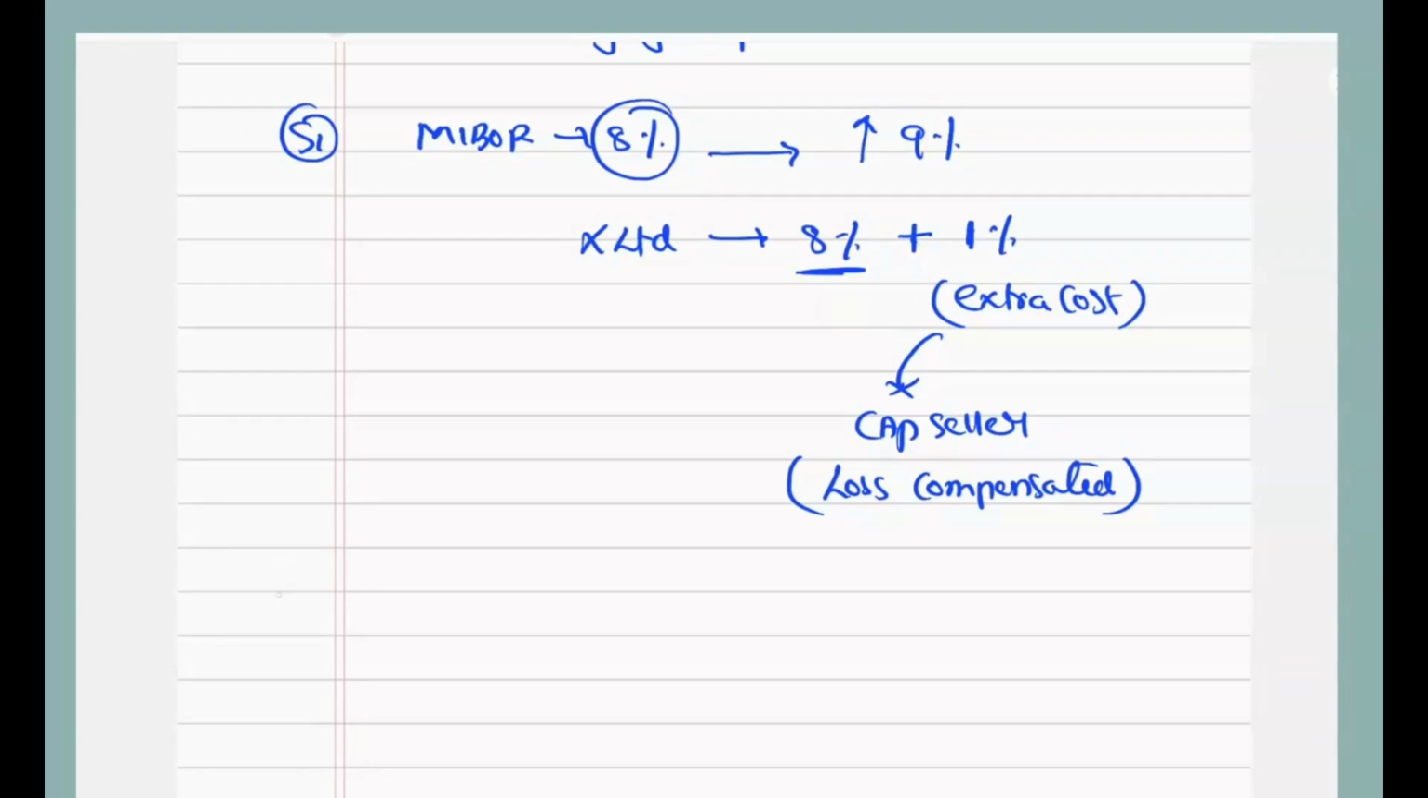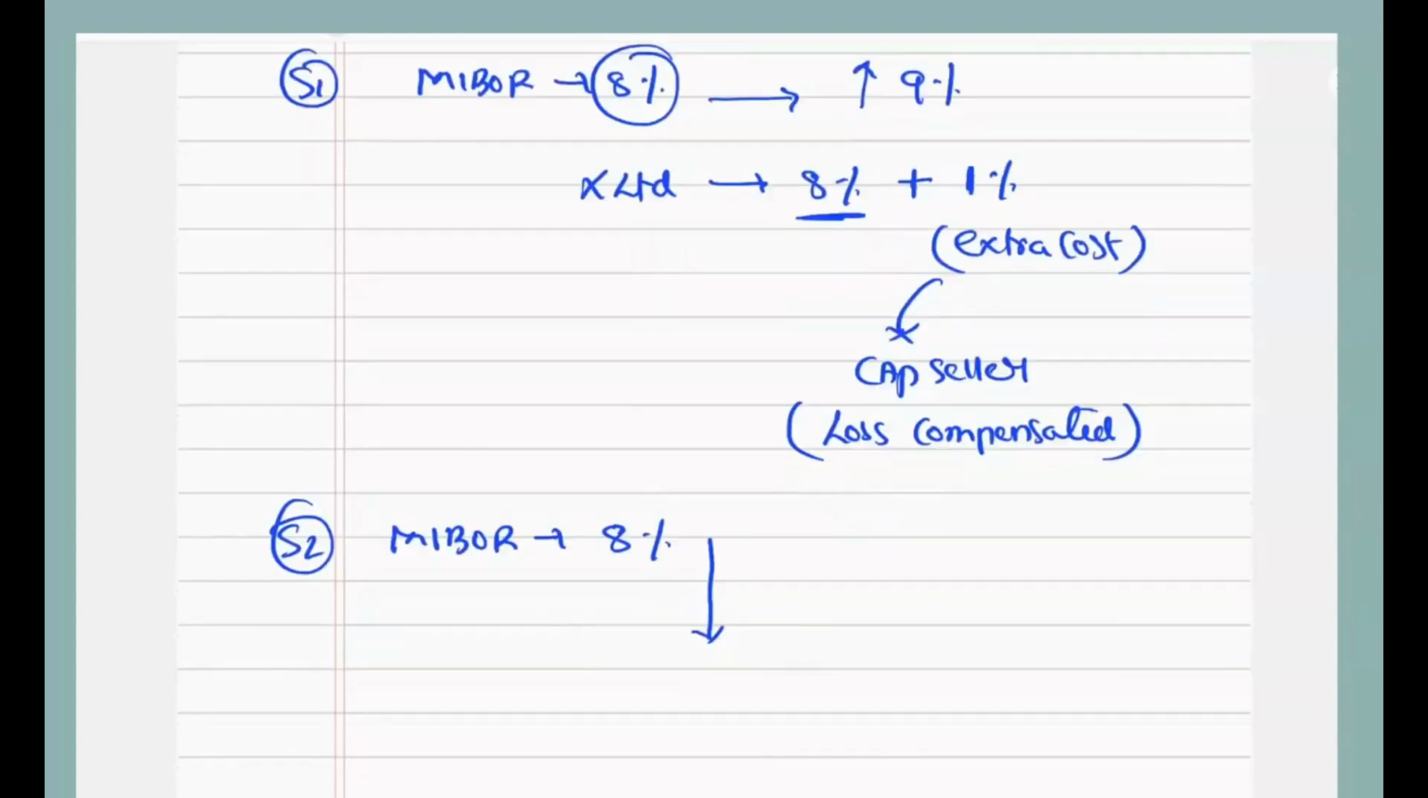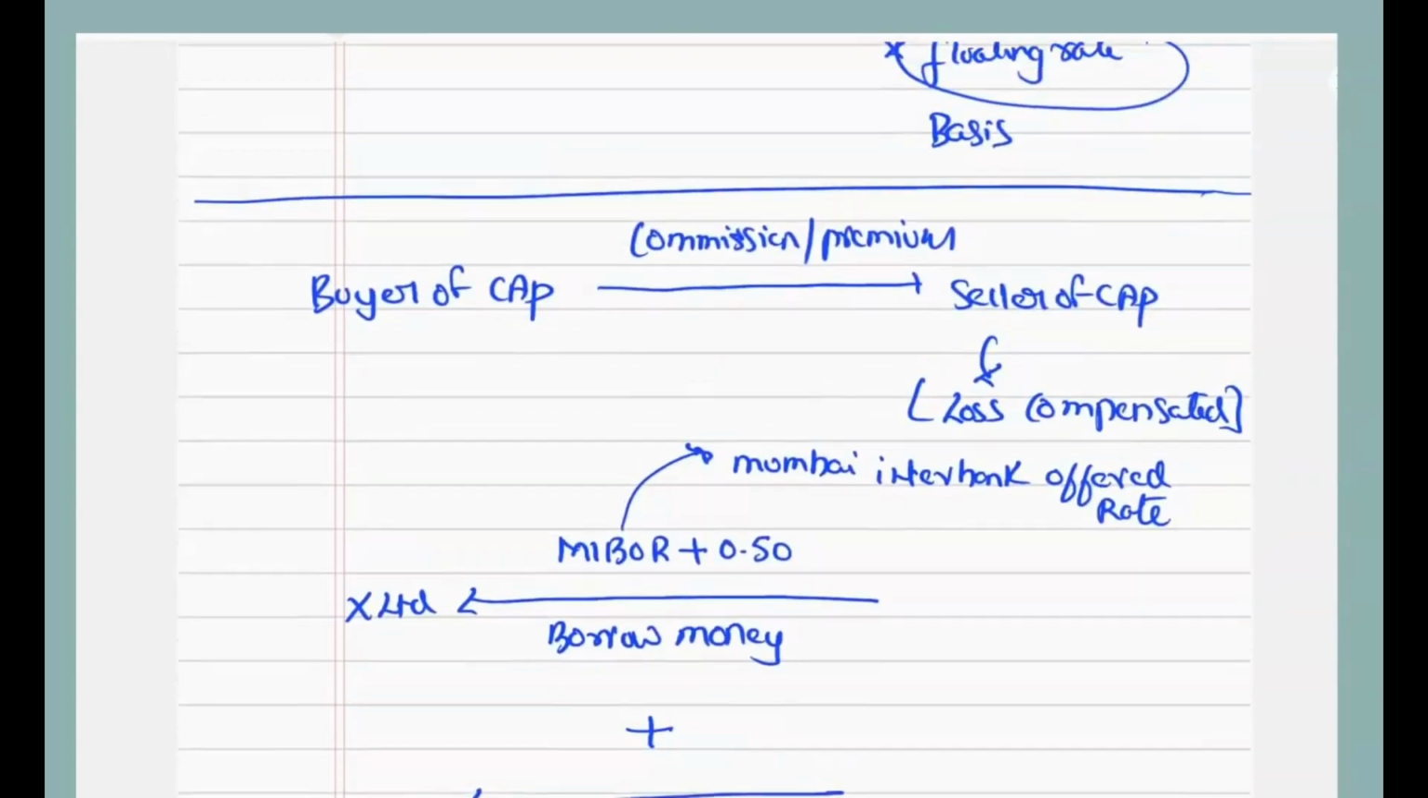Suppose we have situation 2. Suppose the MIBOR rate when you are borrowing is at 8%. Suppose the MIBOR rate falls below 8%. In this case, it is more beneficial to you, right? You need not enter into a contract with the cap seller. So X Limited will not enter into a contract with the cap seller. So this is the concept of your cap.